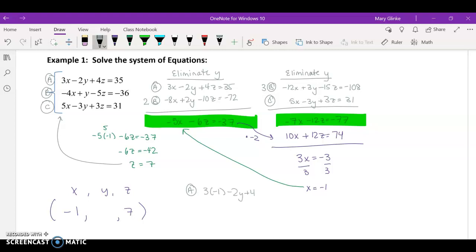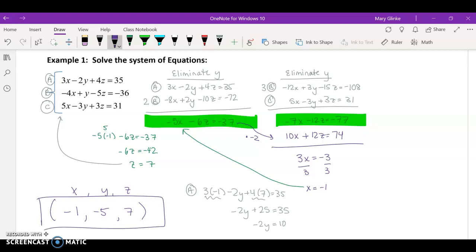Minus 2y plus 4z, but I know z is 7 equals 35. And so now this is enough information to get y by itself. I get negative 2y plus 25 equals 35. So I get y equals negative 5.